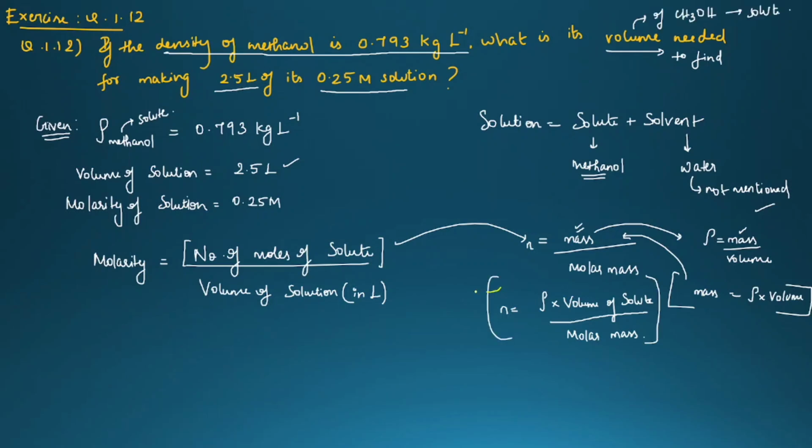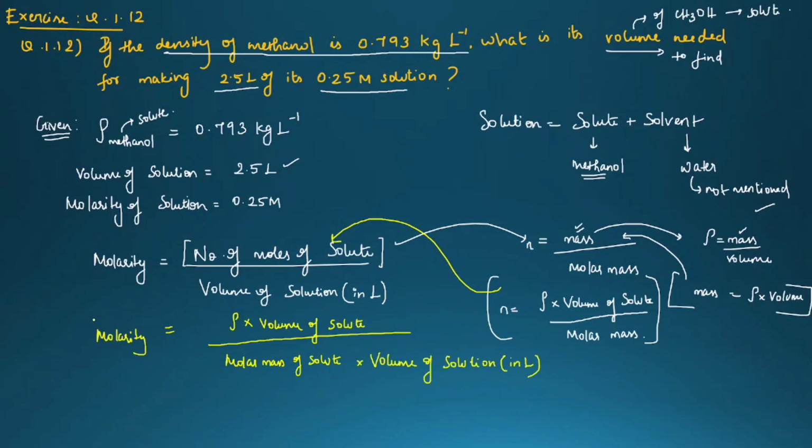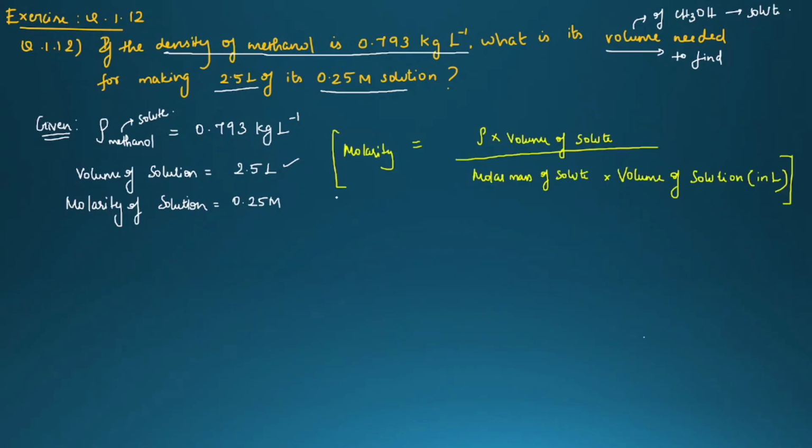So let's substitute this in the molarity equation in the place of number of moles of solute. So the molarity equation will become density into volume of solute divided by molar mass and into volume of solution in liters. Now we have the full form of the equation. So let's substitute our known values in this equation, so we can get the final answer.